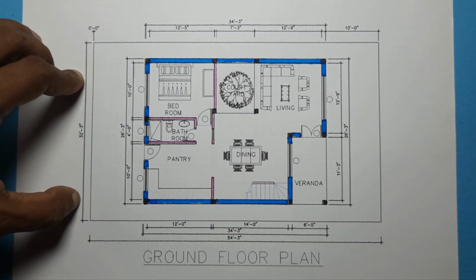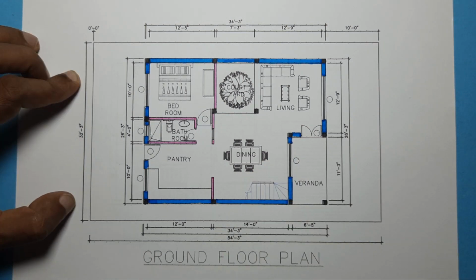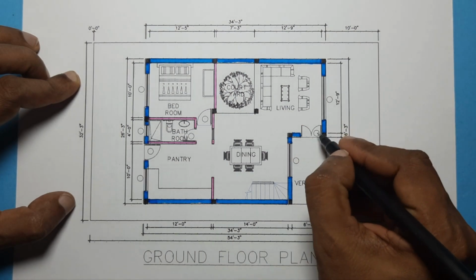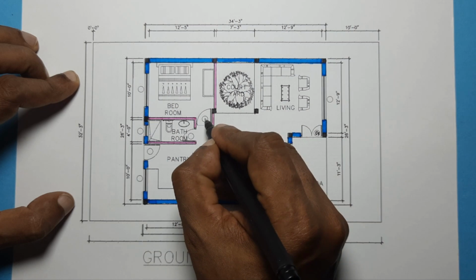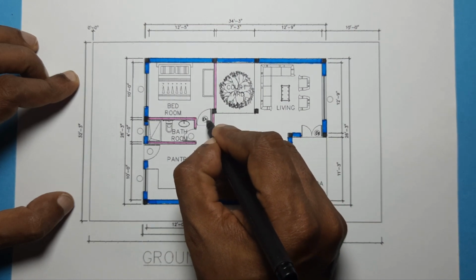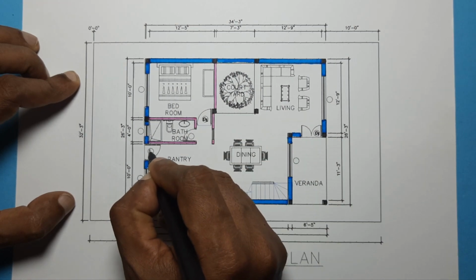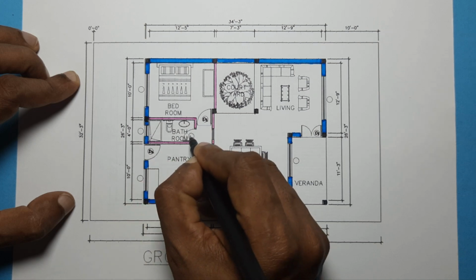Now I will give you the sizes of the doors and windows. First I will mark the doors. This is D1. I will give you the size later. Room doors will be D2. Kitchen door will be D2. Bathroom door will be D3.